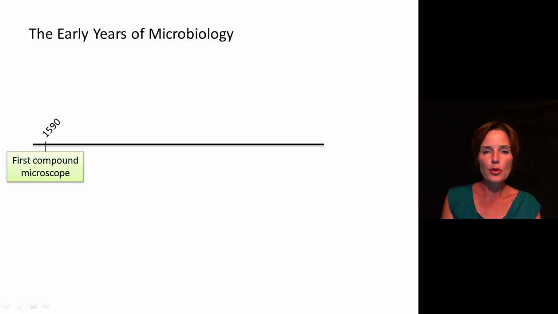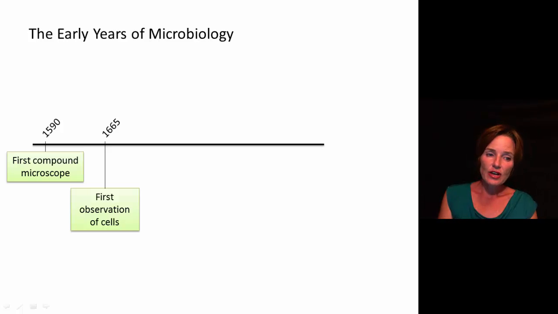At that point, there were a number of scientists that did go about using that microscope to study tiny things. So observe a variety of different structures under that scope. By 1665, we had the first observations of cells. Robert Hooke is the one that did that.